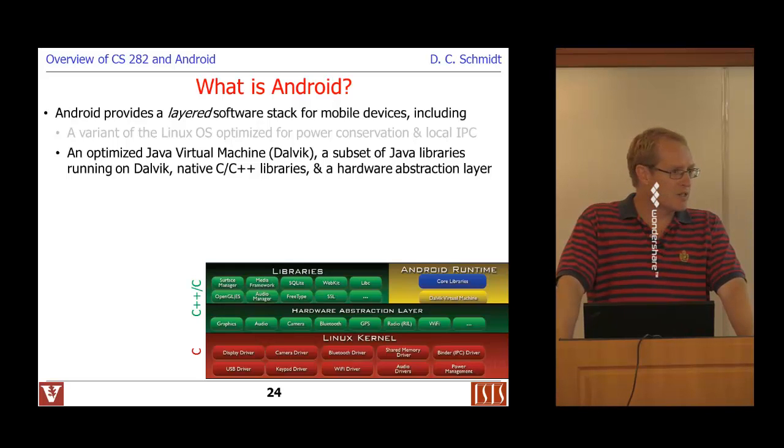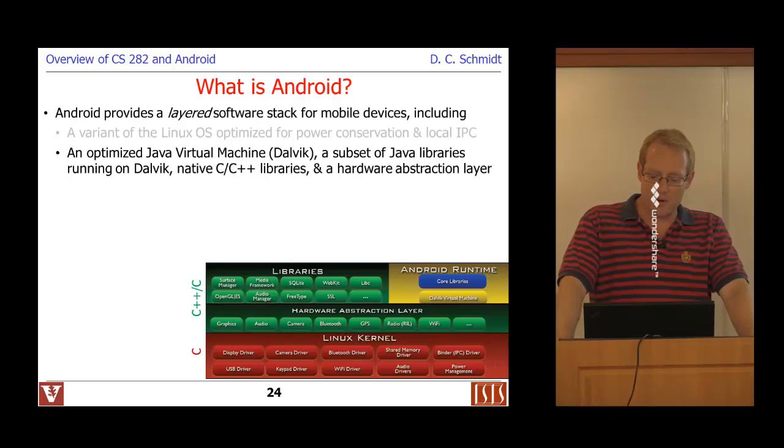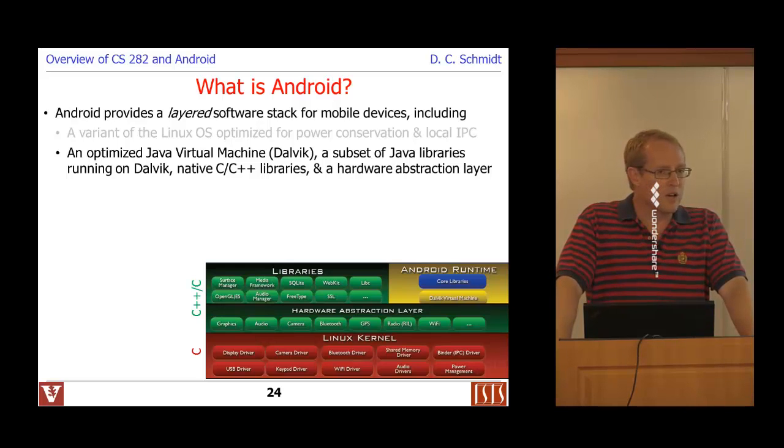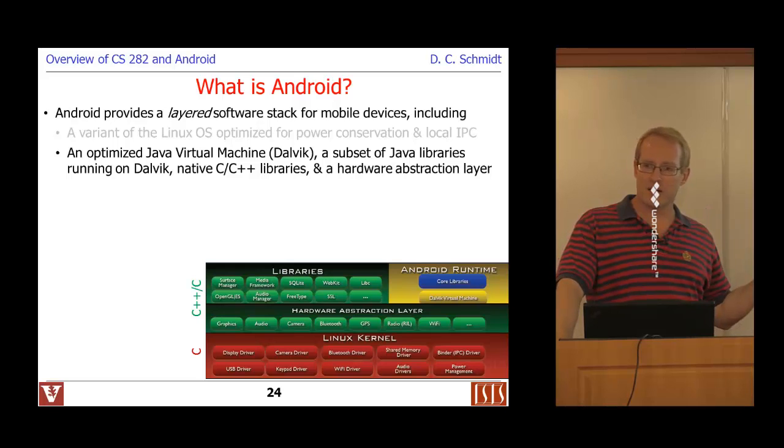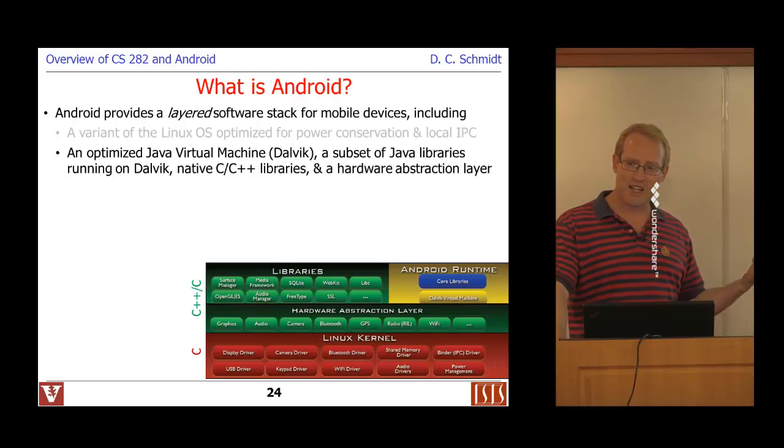On top of that is an optimized Java virtual machine called Dalvik, a subset of the Java class libraries that run on top of Dalvik, some native C and C++ libraries, and something called a hardware abstraction layer. We're going to talk about all these things in a bit more detail in just a second. But the main thing to note here is that most of this code is written in C and C++. So the Java virtual machine, or the Dalvik virtual machine that runs on Android, is all written in C.